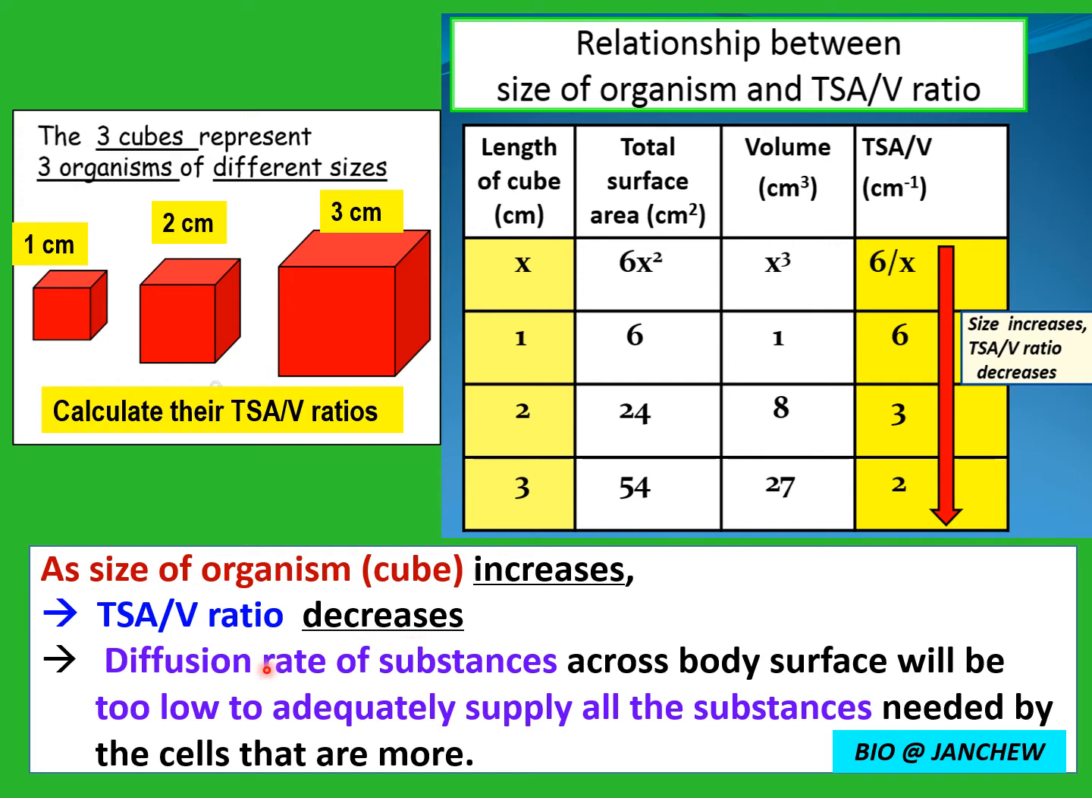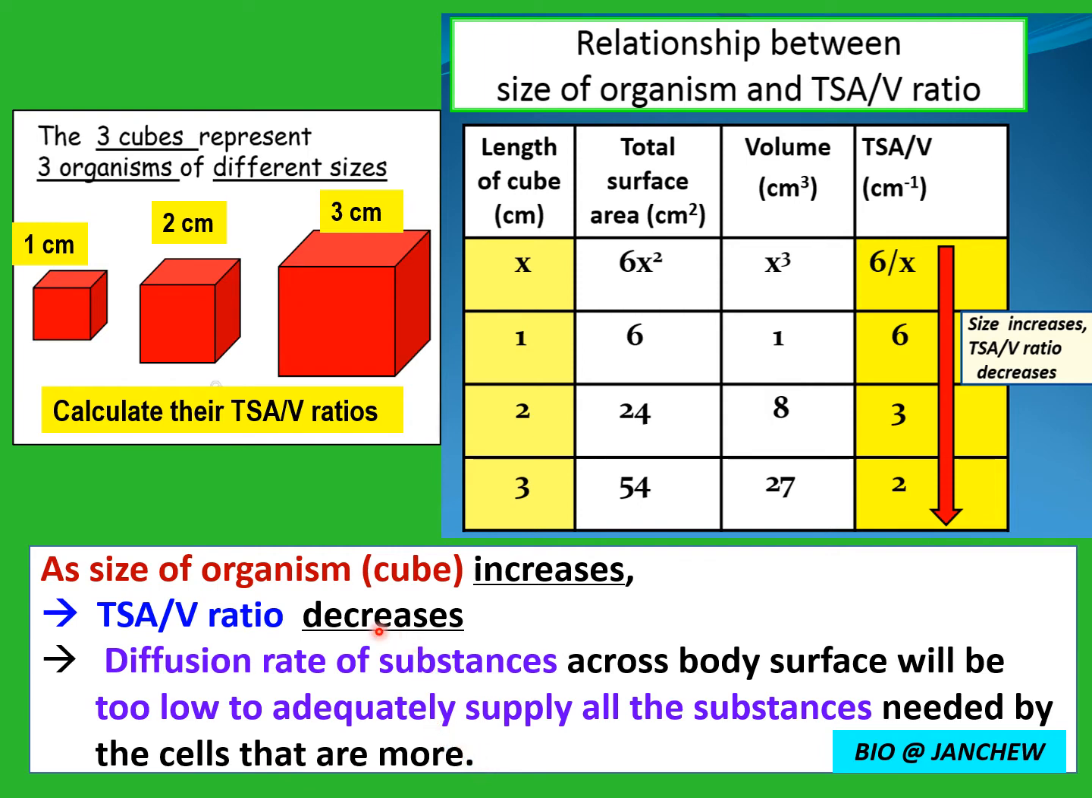And this will cause the diffusion rate of substances across the body surface to become too low, or the diffusion is too slow through the body surface, such as diffusion of oxygen, to adequately supply all the oxygen that is needed by the cells that have increased in number when the size of the organism increases.